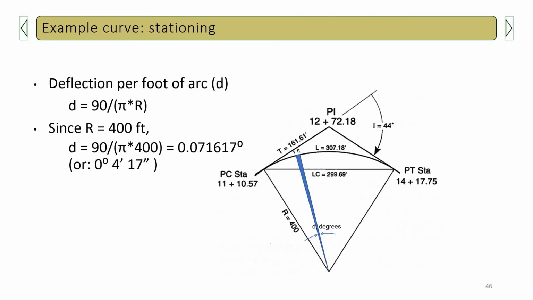So let's calculate the value of D. D equals 90 divided by pi times R. Our R is 400 feet, so 90 divided by pi times 400 would give you this value. Remember that deflection is measured in degrees. So it is 0.0716.17. This is in decimal degrees, or you can also write this in DMS. This is how we find the deflection per foot of arc.